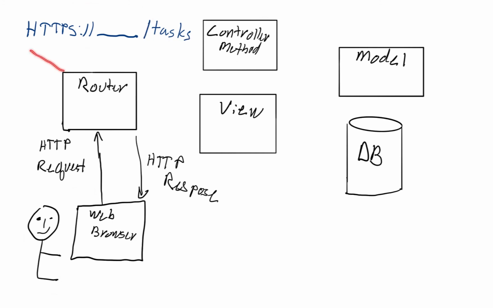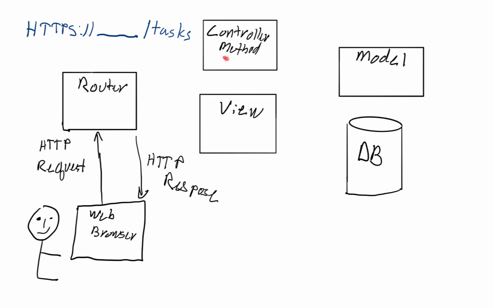Now the router is located in the config folder, and it's called routes.rb. So using the code in there, it looks at the path and figures out which controller should respond to that request. And not only that, it figures out what method inside of the controller should respond to this request. So if we're getting all of our tasks out using this URL, we'll probably call the index method.